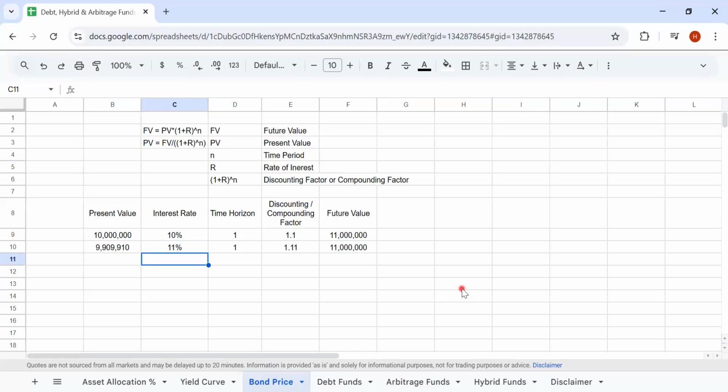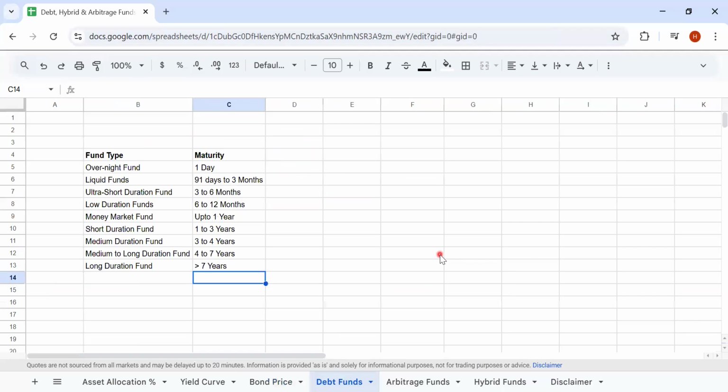So this is what a debt fund manager actually does. They look at these interest rates and, depending on the horizons, take a call on what the interest rate scenario would be in the future and accordingly buy or sell them.